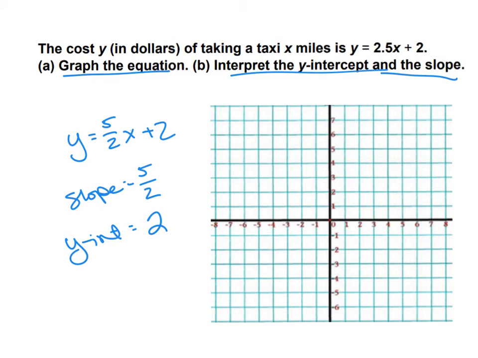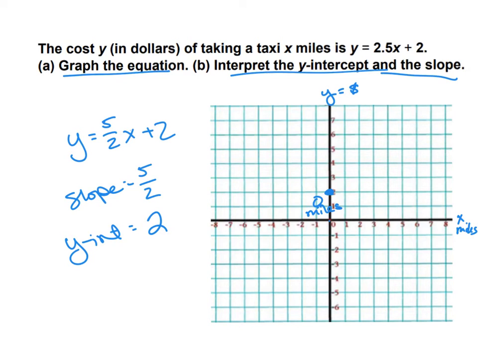So if we graph it, here's where we're starting. Our y-intercept says basically x meaning miles, okay? We're going 0 miles. We're in a taxi and we're going 0 miles. What does this 2 mean? Y is the cost, is the dollars. That means at 0 miles, it's costing us $2 before we even go anywhere. You get in the taxi, it costs you $2.